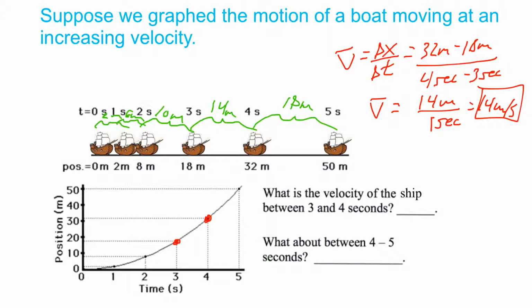Well, notice that the slope of the line in this section, if we were to extend it, would be something like this. The slope of this line would be something like this. So it is an increasing line when we go from this section to this section. Alright, and in fact all sections of this graph are increasing, which gives us that curve. Alright, so we can go ahead and write that one down, 14 meters per second, and then between 4 and 5 we said it was 18 meters per second.